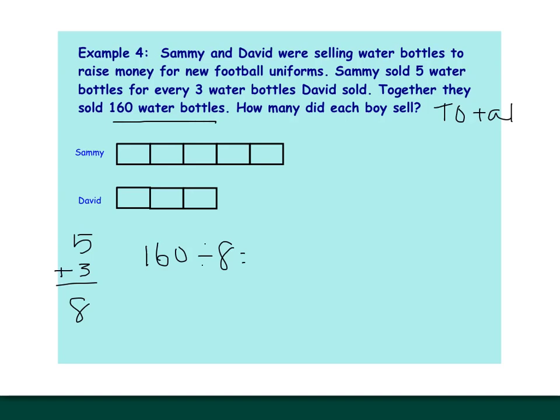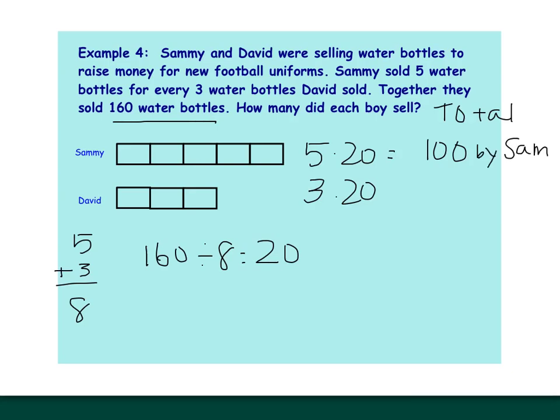Well, this is a mental math problem. 16 divided by 8 is 2. Add my 0, so each of those is worth 20. So what I'm going to do with my ratio is I'm going to multiply each piece by 20. That's going to tell me that Sammy sold 100. So 100 are sold by Sam, and 60 are sold by David.